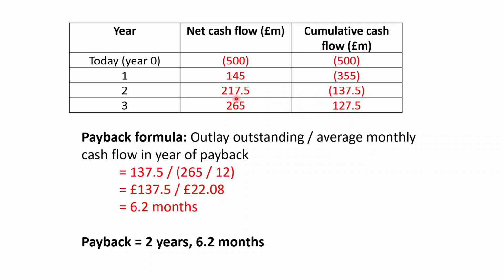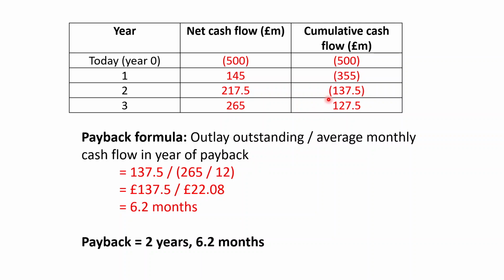I'm going to look at the net cash flow in the year I was paid back. So I had 137 left to pay off at the end of year 2. I got 265 in year 3, so obviously I got to zero at some point then. But when? Well, what I need to do is work out my average monthly cash flow in the year I paid back, year 3. So I take 265 and divide it by 12. That tells me on average in year 3, this project earned 22.08 million per month.